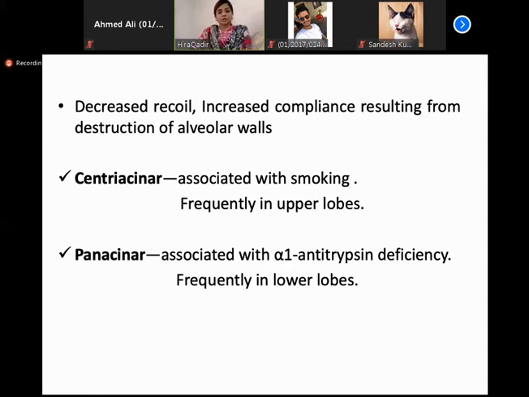So decreased recoil and increased compliance result from destruction of the alveolar wall. It is a feature of emphysema, and there is also decreased exchange of oxygen. DLCO is also decreased in emphysema. Centriacinar emphysema is associated with smoking and usually involves the upper lobe, and panacinar emphysema is associated with alpha 1 antitrypsin deficiency and frequently involves the lower lobe.